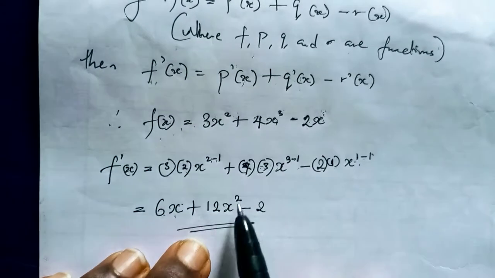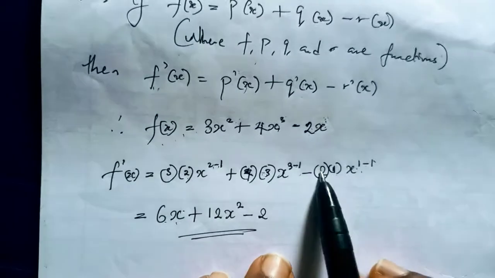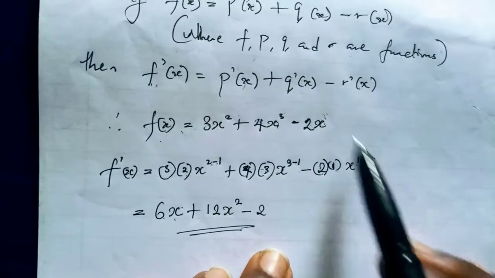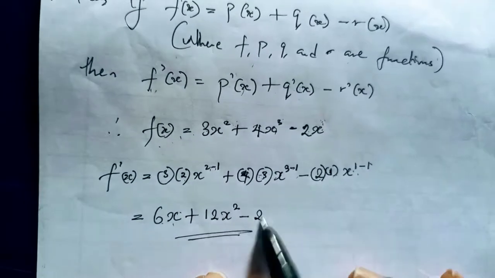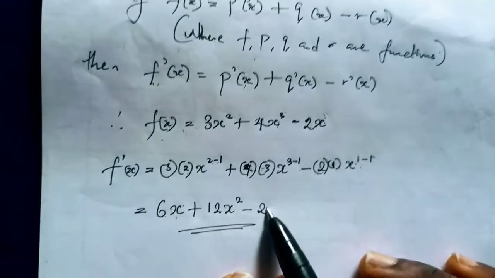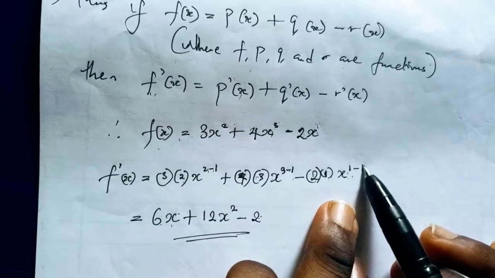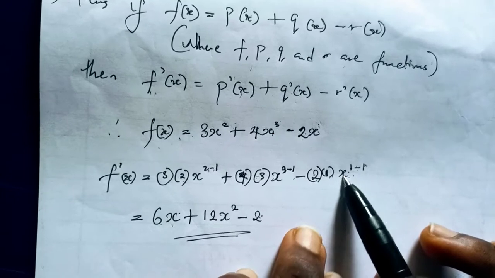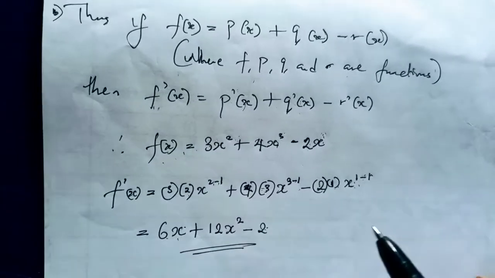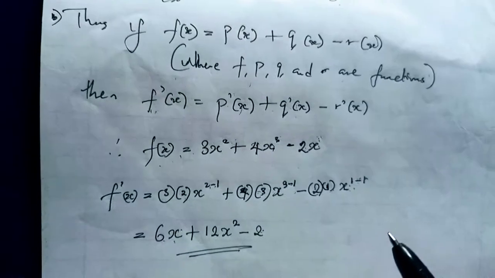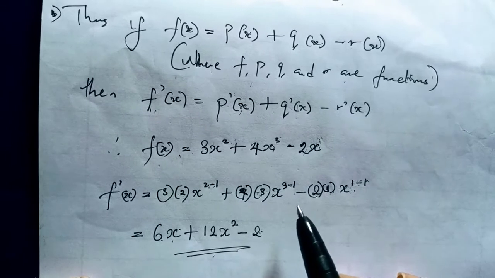Then 3 minus 1 is 2. Then here 2 times 1, the one I brought down, is 2. Then why is x not here? 1 minus 1 is 0. And anything raised to power 0 is 1 from the laws of indices. Anything raised to power 0 is 1.